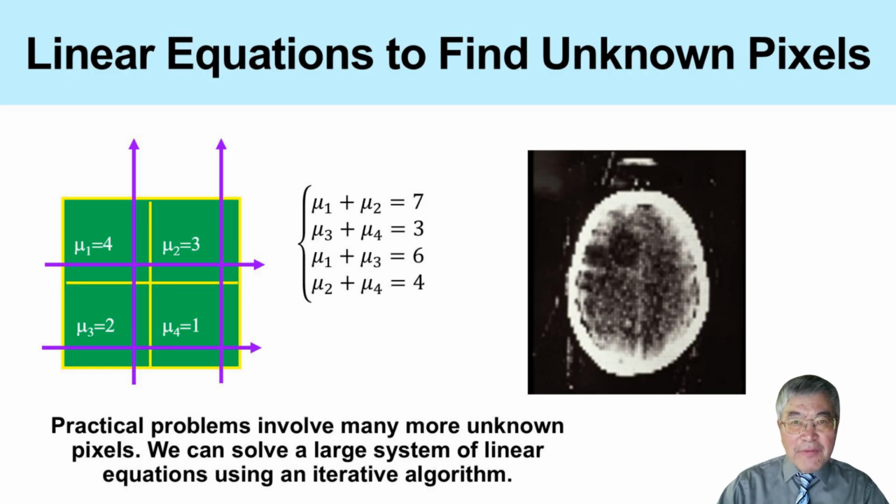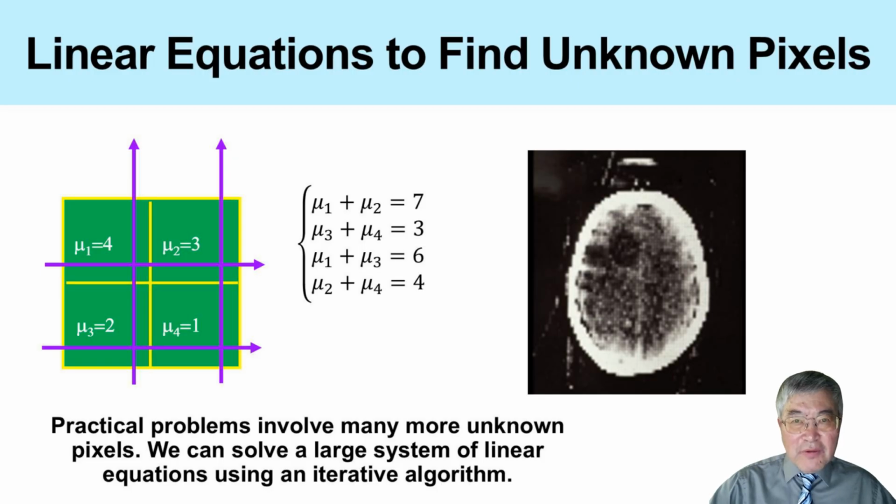For example, if we send horizontal X-ray beams through the image, one beam may measure the sum of the top 2 pixels, so we may get mu1 plus mu2 equals 7. Another horizontal beam may pass through the bottom row and give us mu3 plus mu4 equals 3. Similarly, if we send vertical X-ray beams, we get additional equations from the columns. One may give mu1 plus mu3 equals 6, and another may give mu2 plus mu4 equals 4. So in this small toy example, the CT reconstruction problem becomes a system of linear equations.